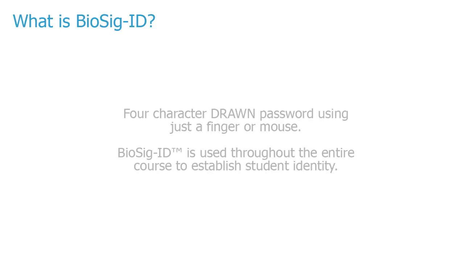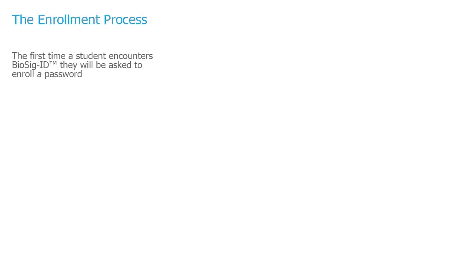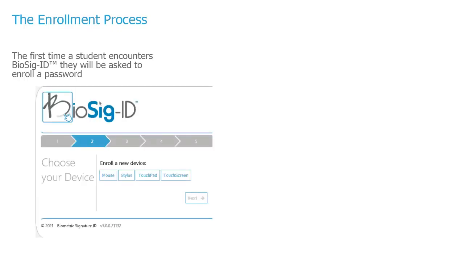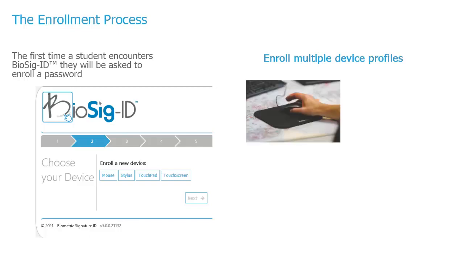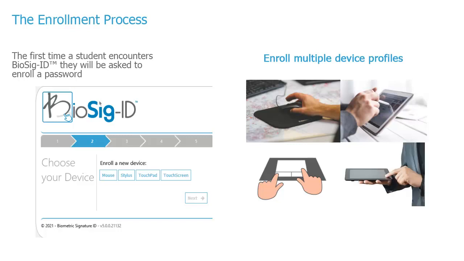What is BioSig-ID? BioSig-ID is a four-character, drawn password that can be used throughout courses to establish a student's identity. The first time a student encounters BioSig-ID, they will be asked to enroll a password. They can enroll multiple device profiles: a mouse, stylus, touchpad, or touchscreen.